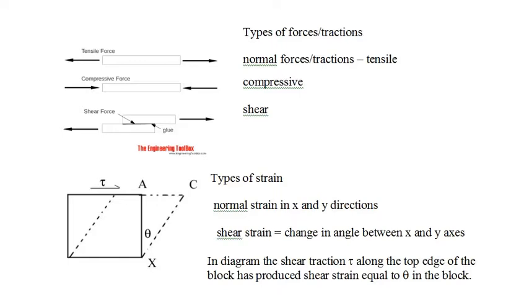There are also normal strains, which are tensile or compressive, and shear strains. If a shear traction is applied to a square plate as shown in the diagram, the angle between the x and y axes in the plate will be changed, in this case reduced. This type of strain is called shear strain and is measured as an angle.